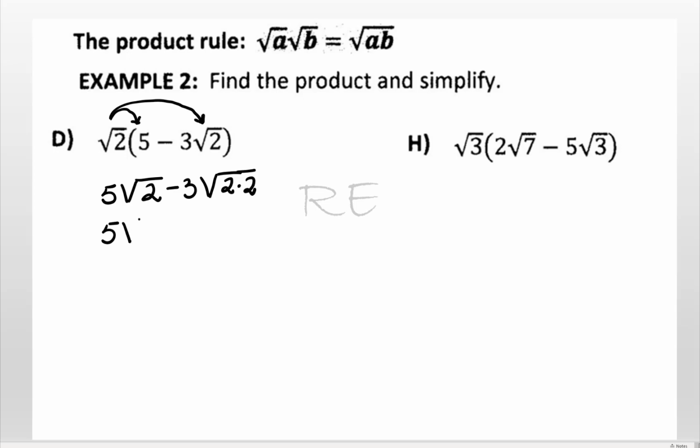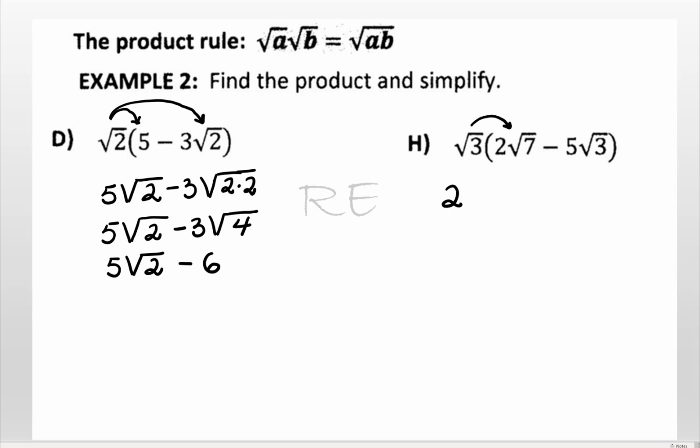We show all the work. 5 square root of 2 minus 3 square root of 4. Ultimately, we'll get 5 square root of 2 minus 3 times 2, which is 6.